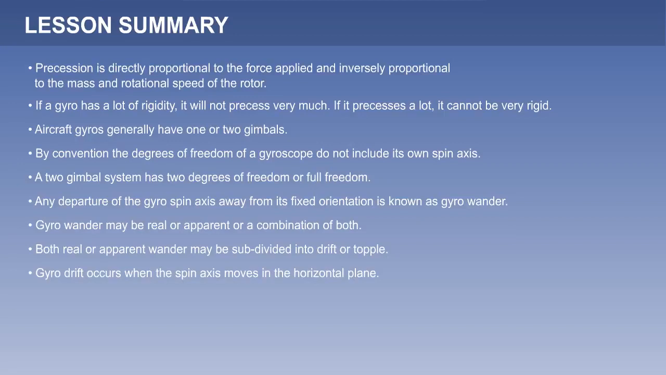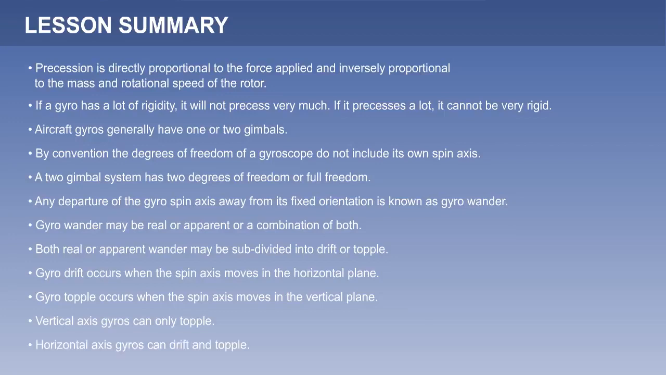Gyro drift occurs when the spin axis moves in the horizontal plane. Gyro topple occurs when the spin axis moves in the vertical plane. Vertical axis gyros can only topple. Horizontal axis gyros can drift and topple. Real wander is actual movement of the spin axis. Apparent wander can be drift or topple due to Earth rate or transport wander.